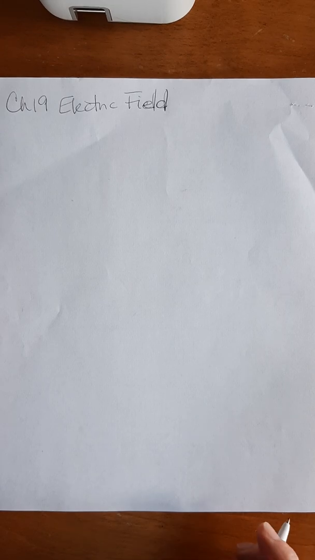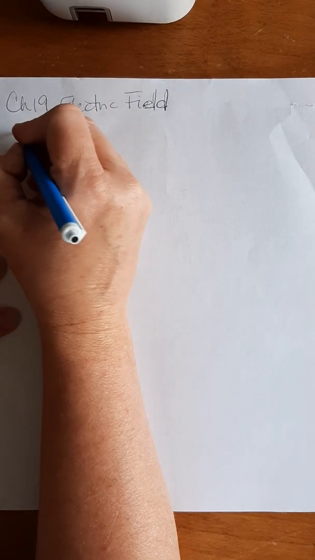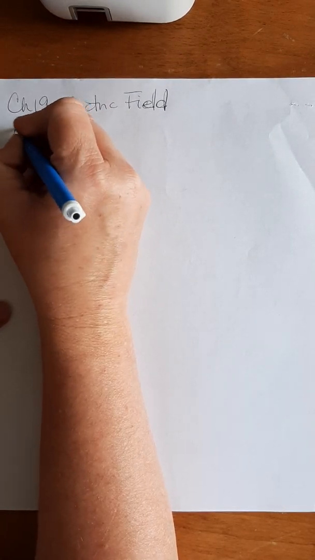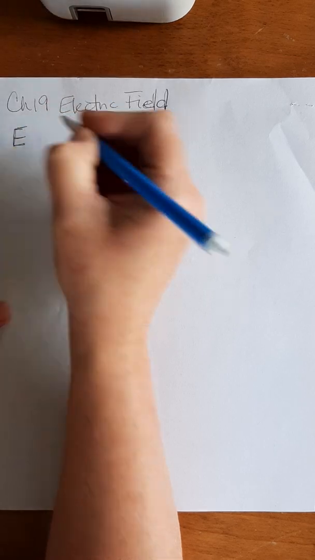Chapter 19, Electric Field Problems. This is our last main chapter that we'll get to in the book. First, let's start with electric field strength. Let me tell you what the formulas are, then we'll work through a worksheet.